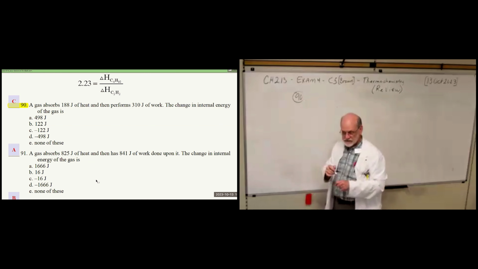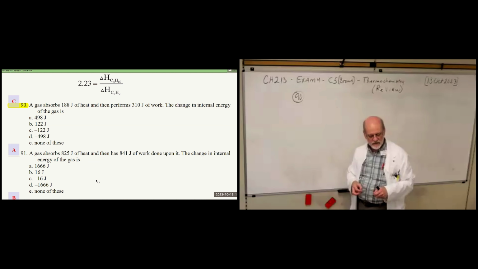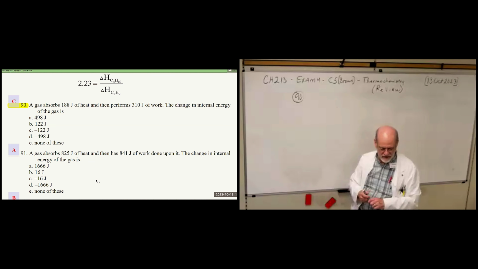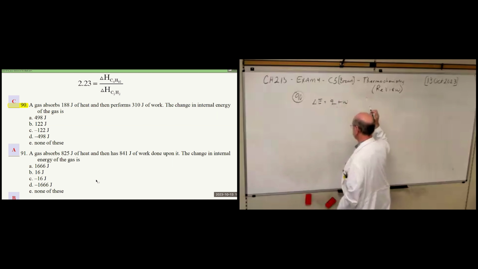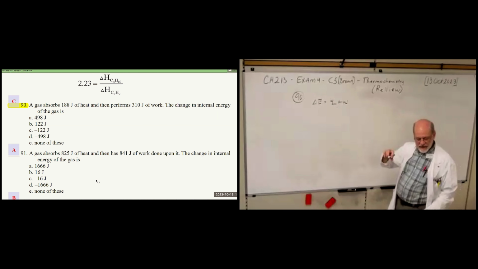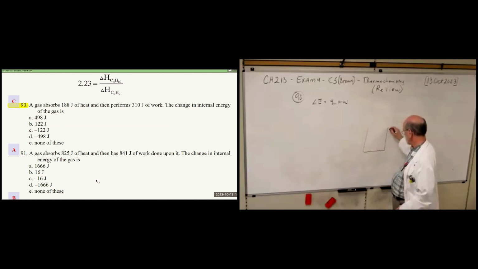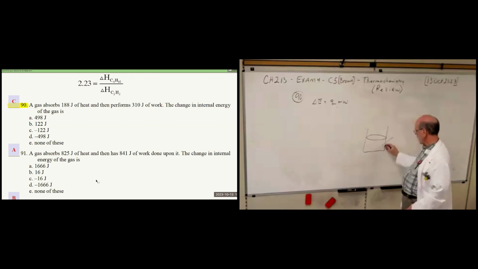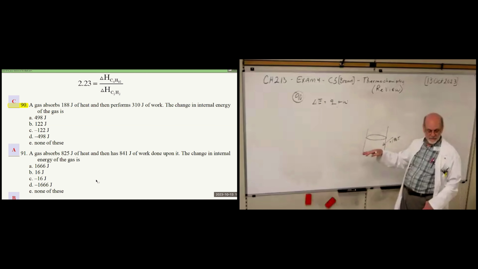Zero out. A gas absorbs 188 joules of heat and then performs 310 joules of work. The change in internal energy is... All right, we'll go back to internal energy is Q plus W. So if a gas absorbs 188 joules of heat, let's draw a picture. And so we got a piston. So absorbing 188 joules is a positive value, right? Because it's going into the system.